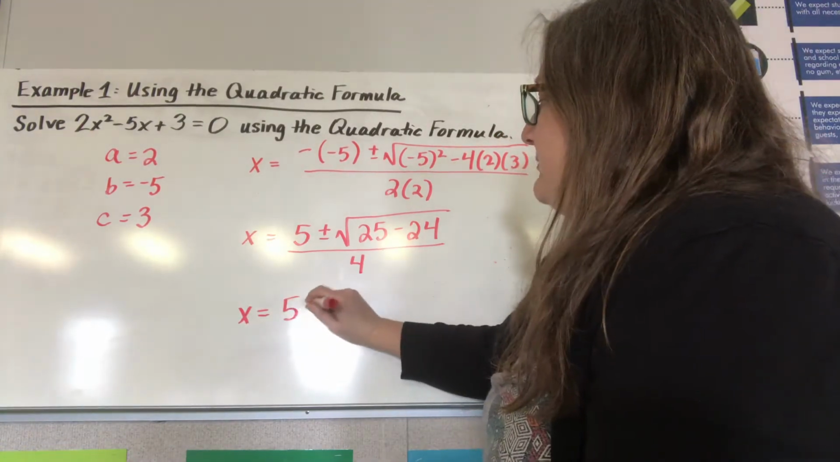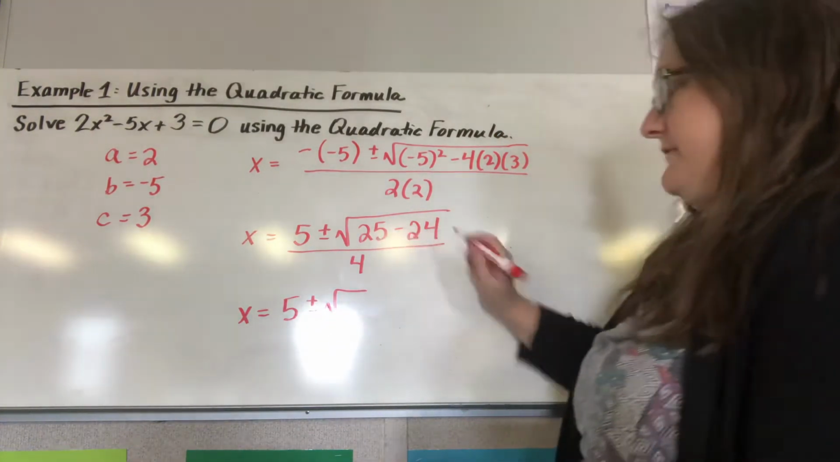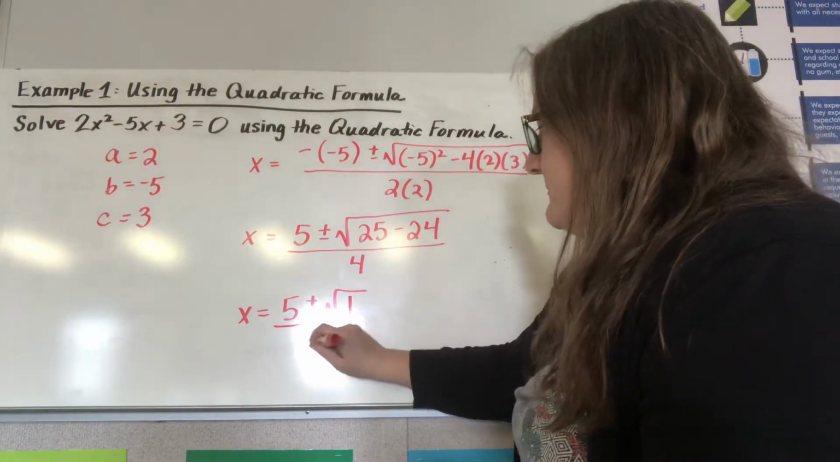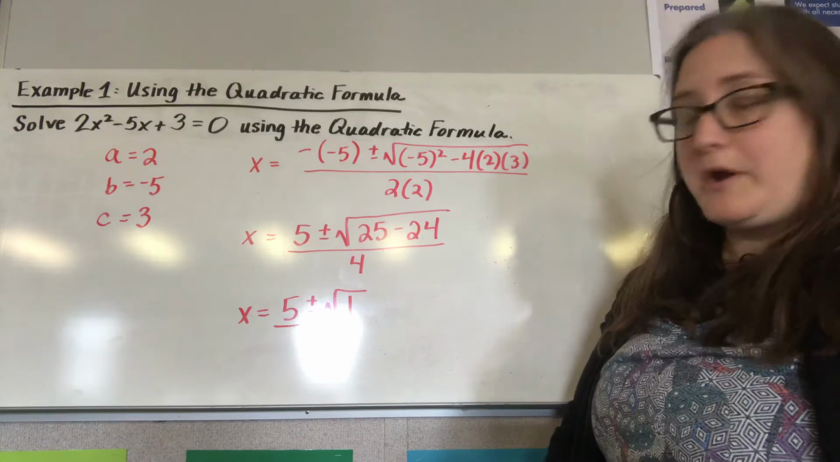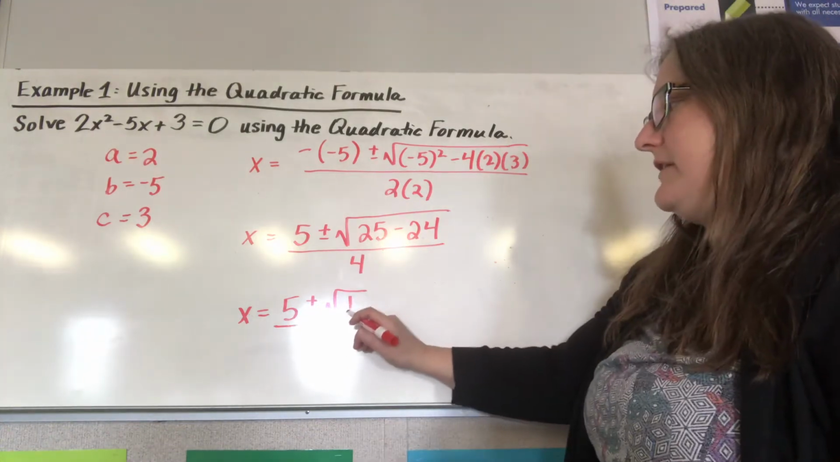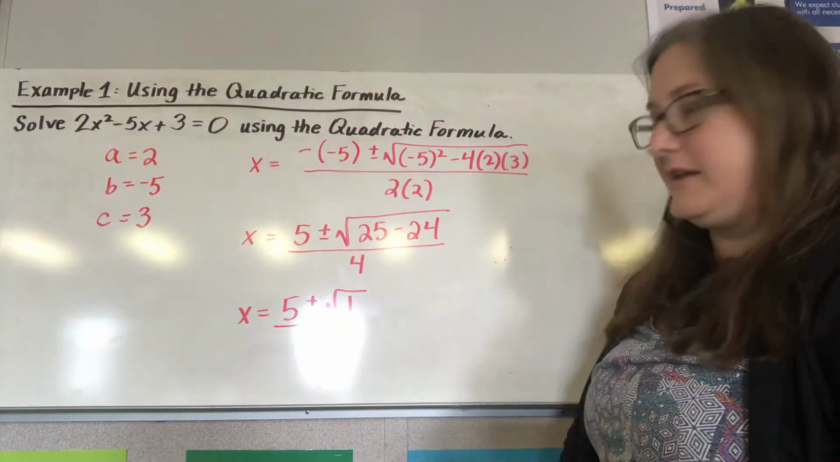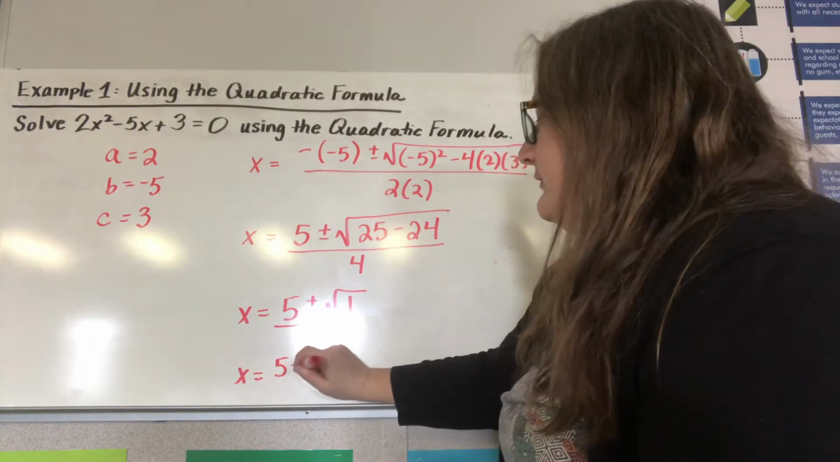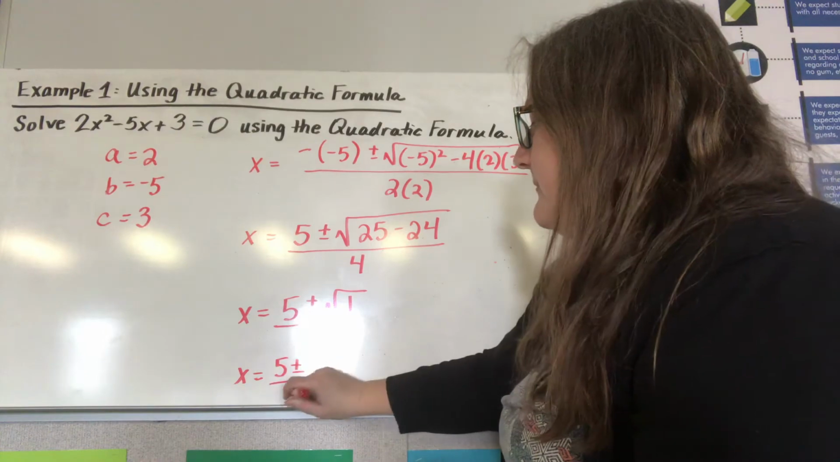So I get 5 plus or minus the square root of 25 minus 24 is 1, all over 4. Now I know when I do a square root, I can get a positive or negative answer, which is why we have our positive negative here. So x can be 5 plus or minus 1 over 4.